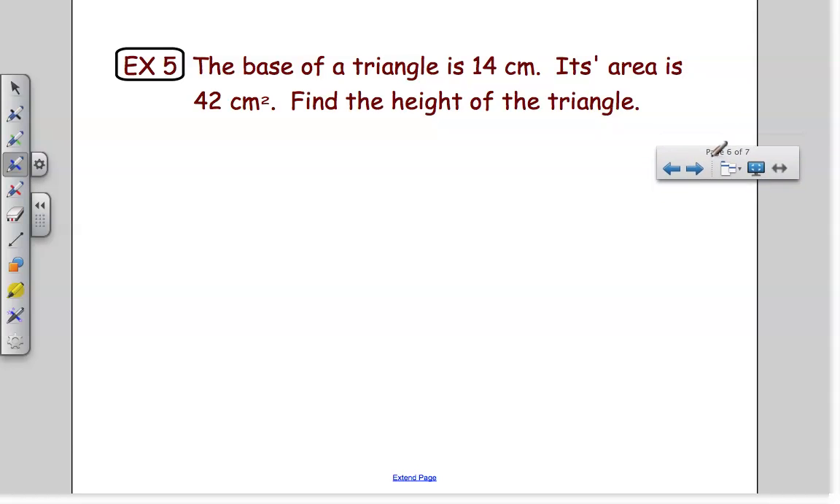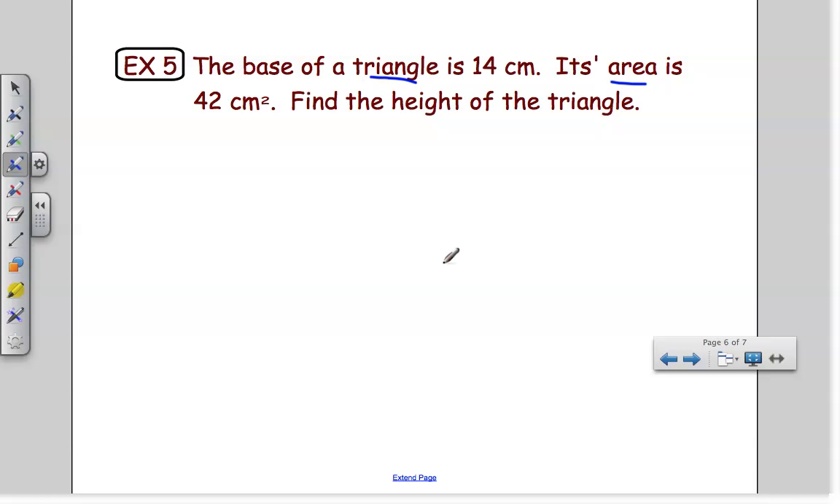And last example here is finding or solving for an unknown variable in an area formula. You know the base of a triangle is 14 centimeters. Its area is 42 square centimeters. Find the height of the triangle. First of all, identify what you're talking about here. We're talking about a triangle. We're talking about its area. So I should write down the area formula for a triangle, since that's what I'm dealing with. And I know the area of a triangle is 1/2 of the base times the height.